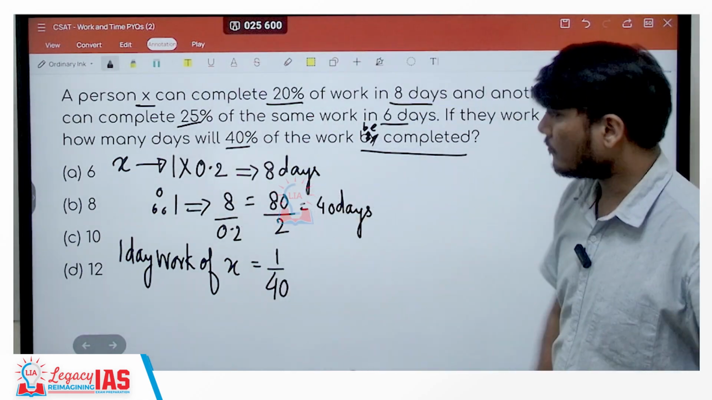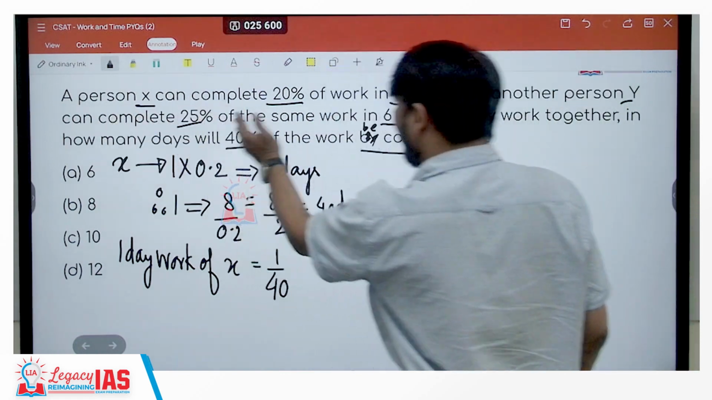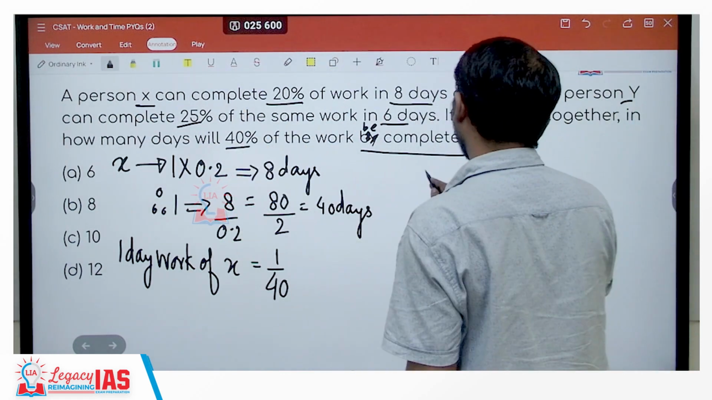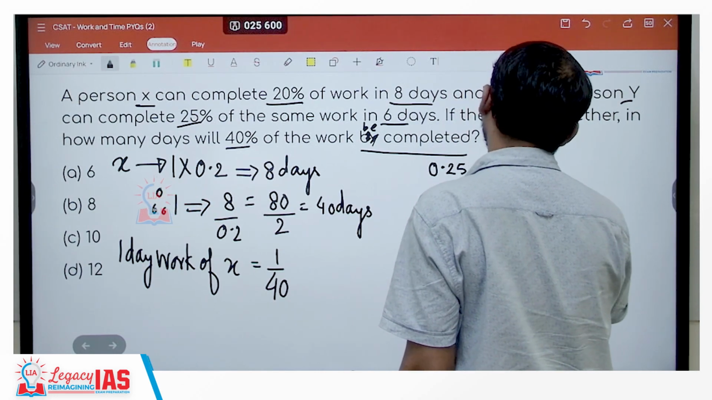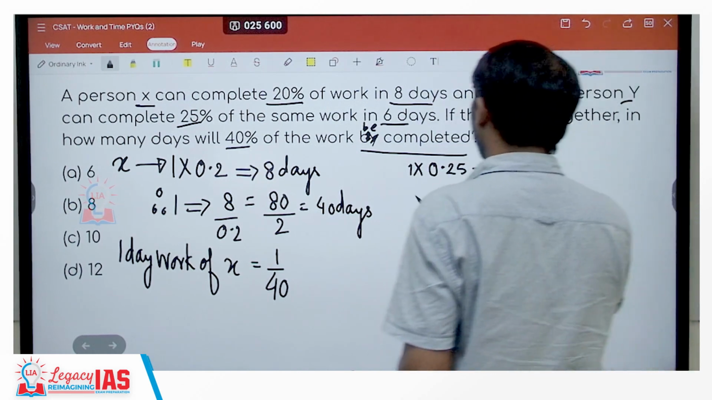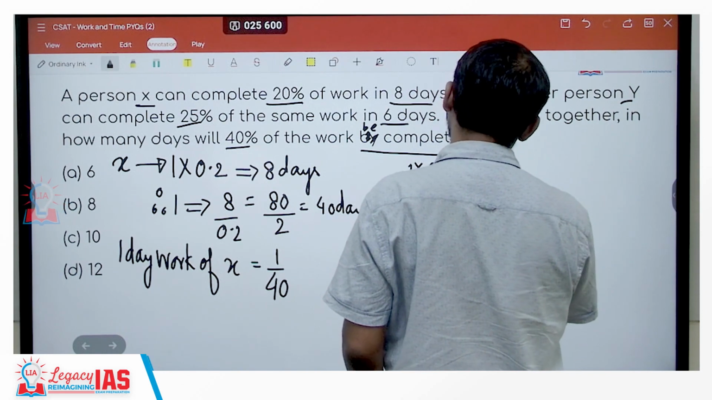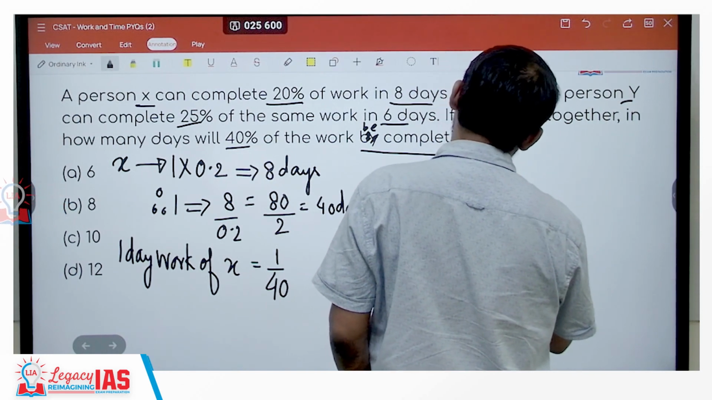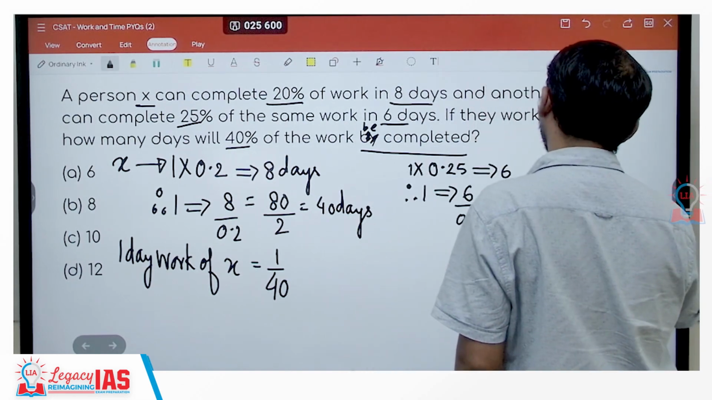But let's see what the question demands. Another person Y completes 25% of the work in 6 days. So here 25%, as in 0.25 of the work, is completed in 6 days. So therefore, the entire work Y can complete in how many days? 6 by 0.25, which is equal to what? 24 days.